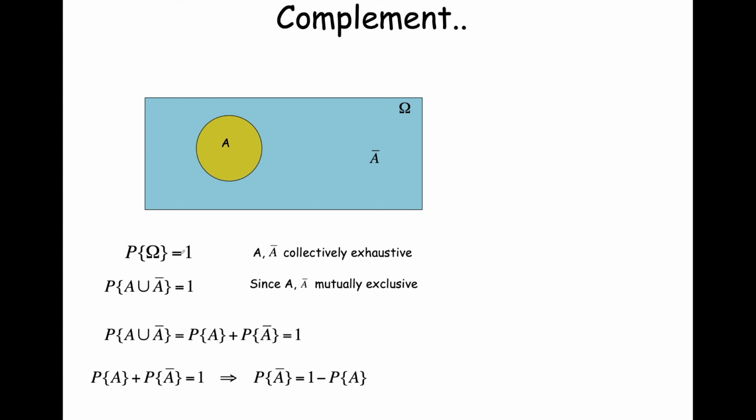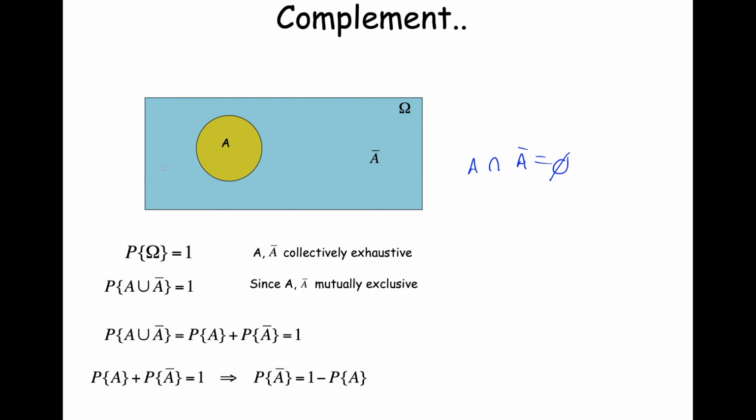And so we know that the probability of our sample space omega is equal to 1, right? And we know that A and A bar are mutually exclusive, right? A intersect A bar is equal to the empty set, okay? They're also collectively exhaustive. If we take the union of A and A bar, that gives you your universe of consideration, our sample space omega.